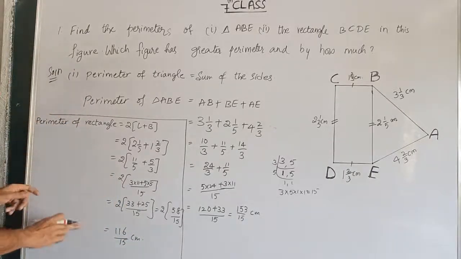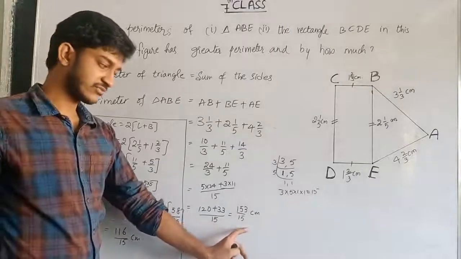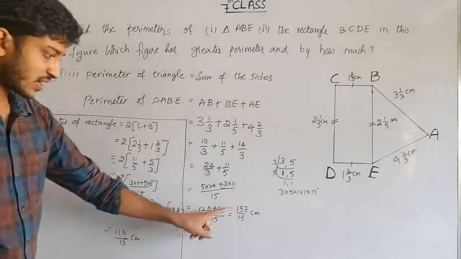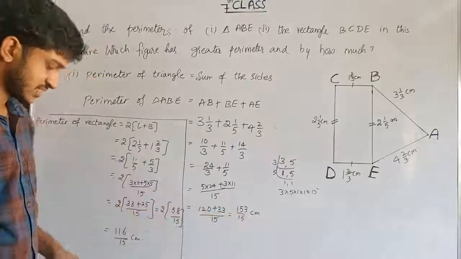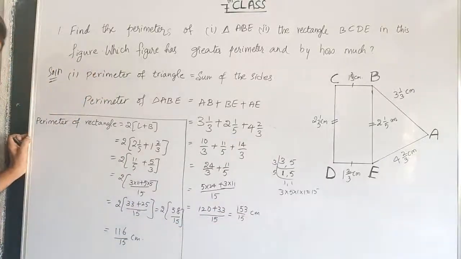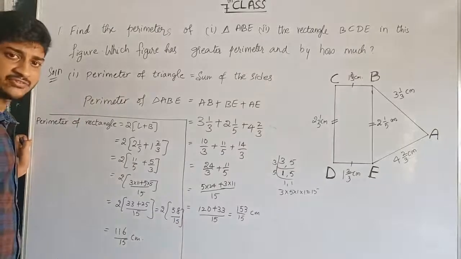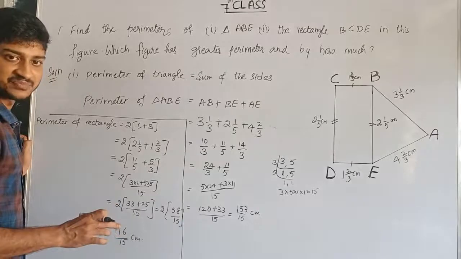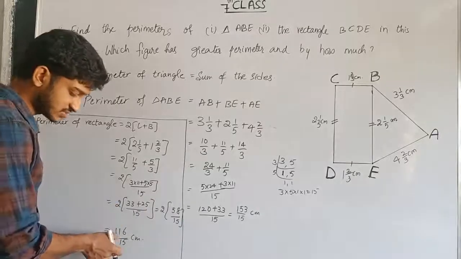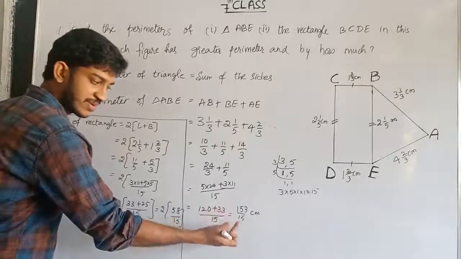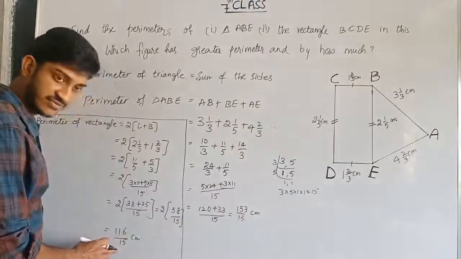This is the perimeter of the rectangle and this is the perimeter of the triangle. See here, it is 116 by 15 centimeters and it is 153 by 15 centimeters. If you observe the denominators here, these two fractions are like fractions. So we have to compare them directly like fractions. So it is 116 and it is 153. Which one is greater? 153 by 15 is greater than 116 by 15 centimeters.